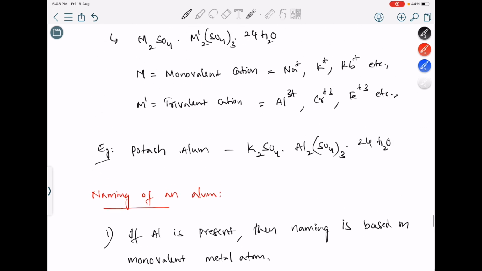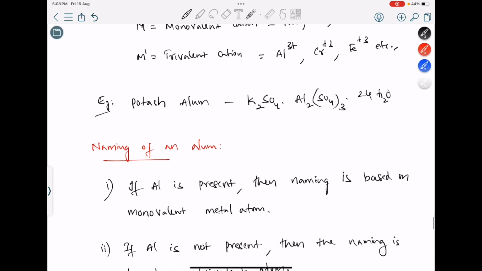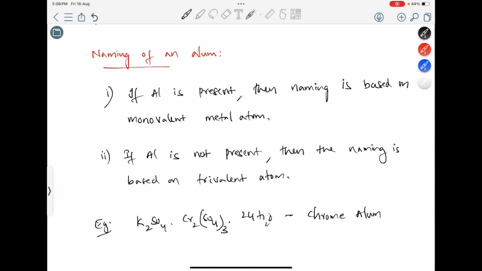Alright. So this is how we identify an alum, and this is how we name these alums based on these two rules. I hope you understand.